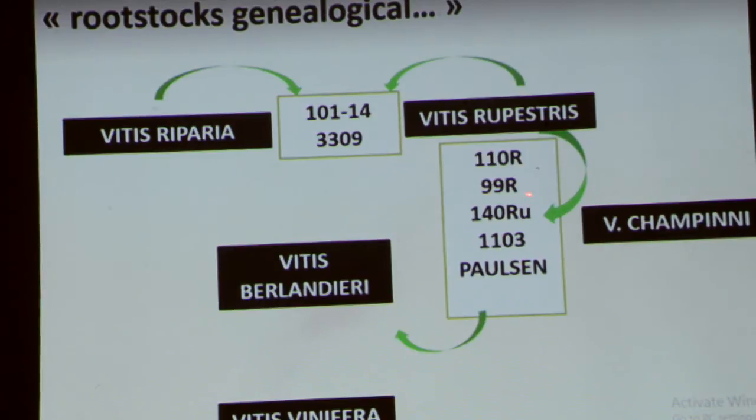This other group, Richter, Ruggieri, Porsen, coming from Rupestris, crossed with Berlandieri, is the opposite. Very deep roots, very vigorous ones, and the maturity will be delayed.